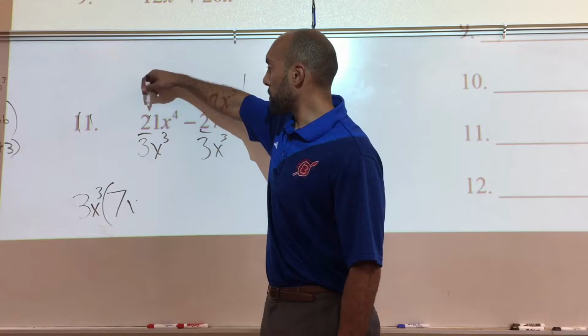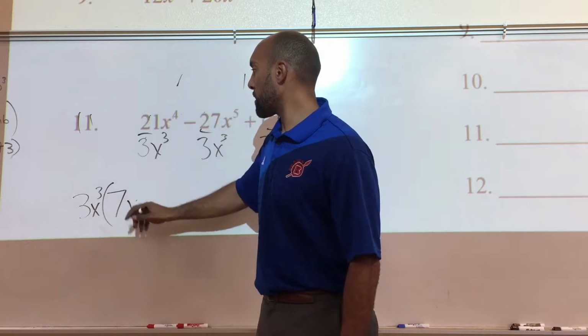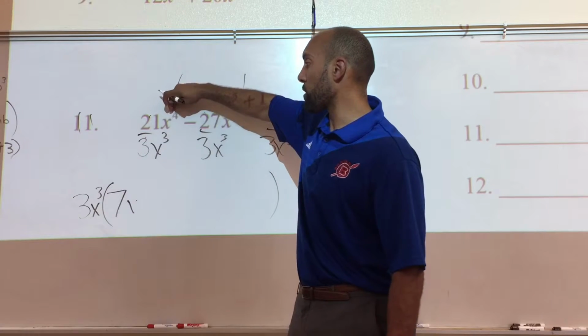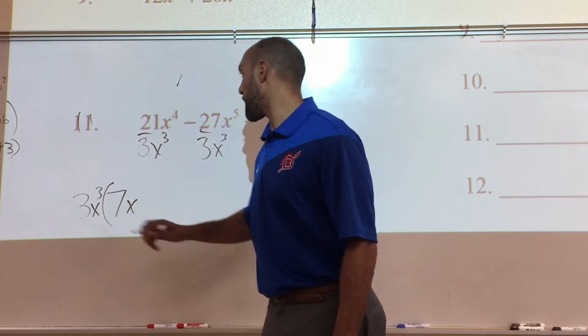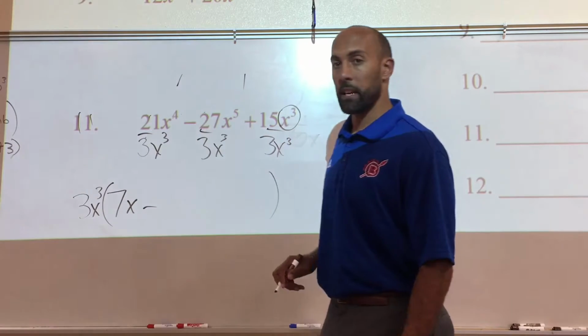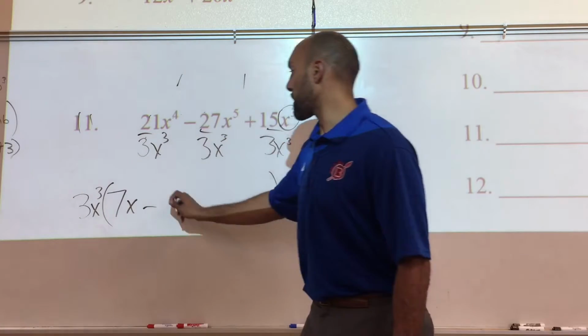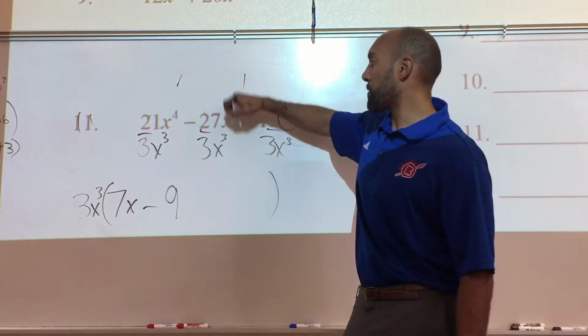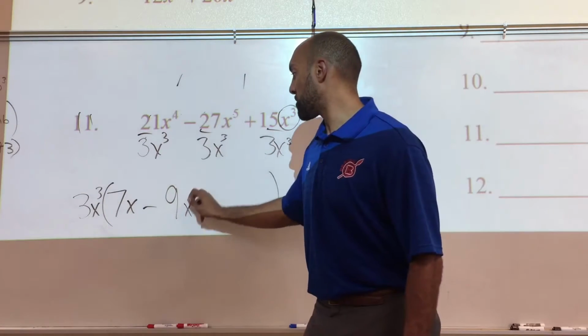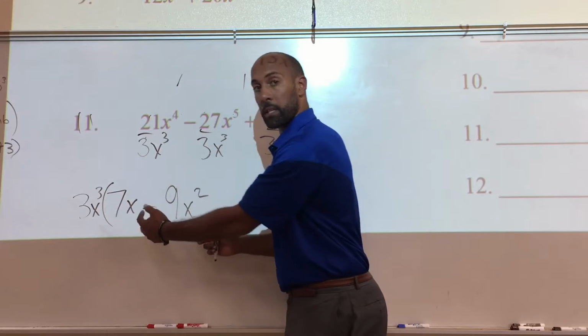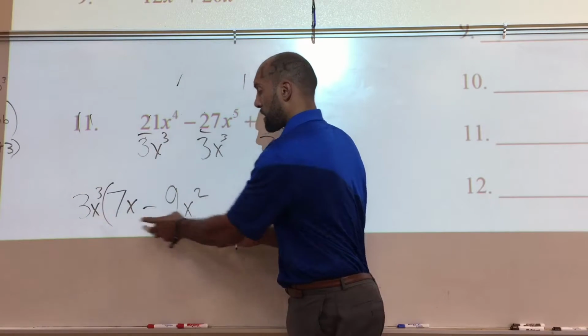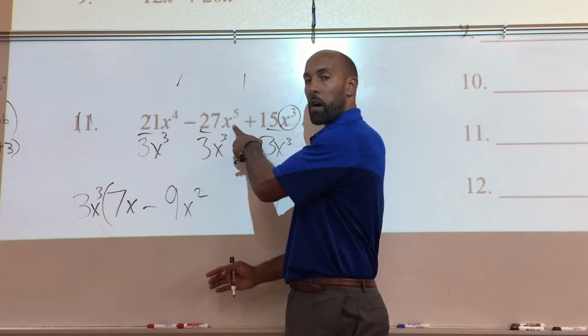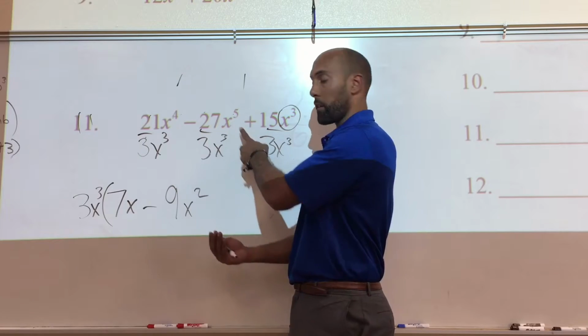Again, I started early before, so 21 divided by 3, that's going to give us 7. We have x to the 4 here and 3 here, just 1x. Okay, bring down the sign. 27 divided by 3, 9. If we have 5 there, 3 here, we need 2. Remember, we're trying to complete the expression. x to the 3 times x to the 2 is x to the 5. That's why we're subtracting and taking away there, okay?